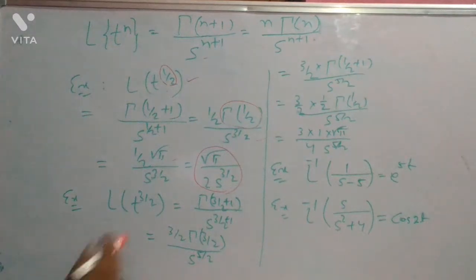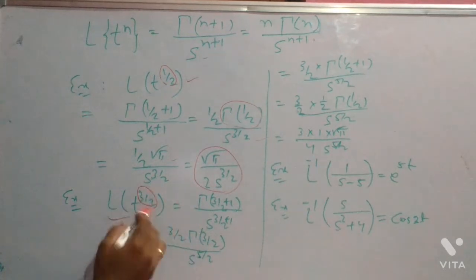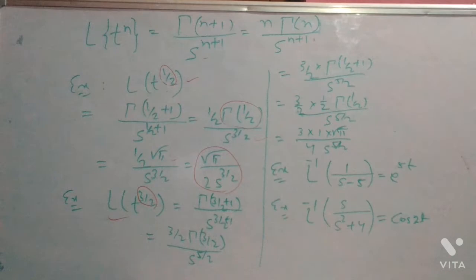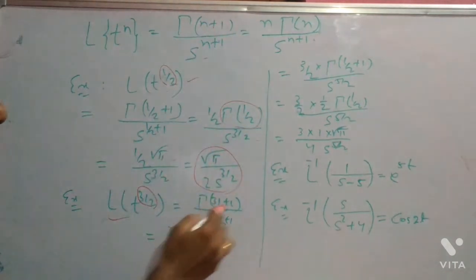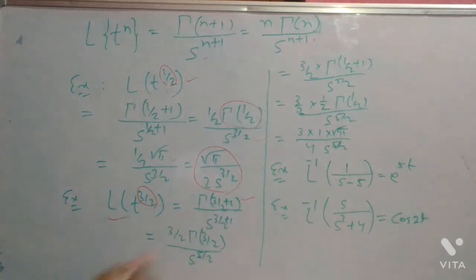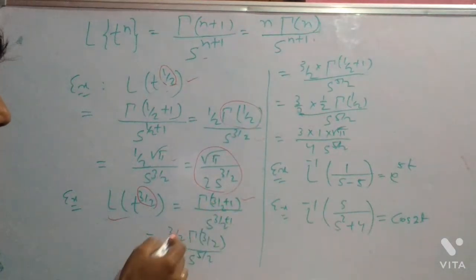Similarly, you can find Laplace of t to the power 3 by 2 also. Same procedure. Since it is positive but not an integer, according to this formula it is gamma of 3 by 2 plus 1 divided by s to the power 3 by 2 plus 1. According to n gamma n, 3 by 2 plus 1 means 3 by 2 gamma 3 by 2, over s to the power 3 by 2 plus 1, which is 5 by 2. So 3 by 2 gamma 3 by 2 over s to the power 5 by 2.